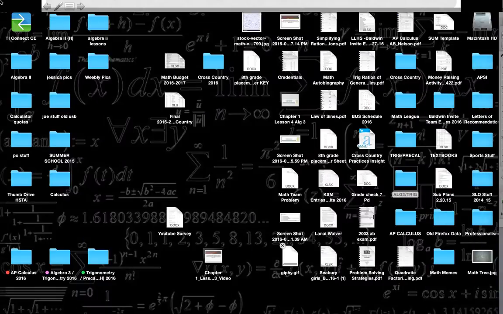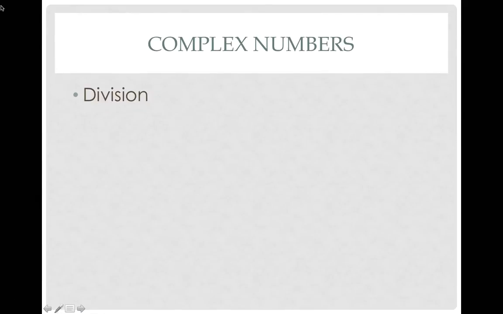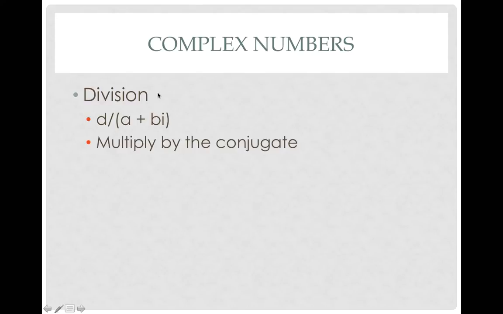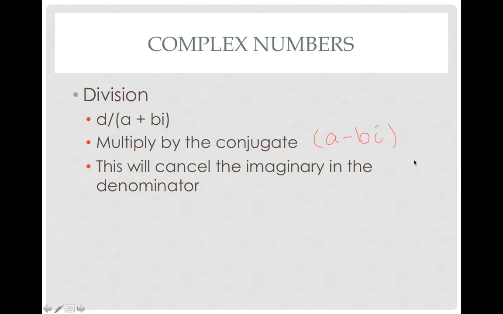Okay, division. Division is a little bit more funky than that. If you were to take a number, or whatever the numerator is, it doesn't matter, and you divide by a complex number, you must multiply by what's called the conjugate. You might remember this from Algebra 2. The conjugate of a plus bi would be a minus bi. When you multiply by conjugates, the i will cancel.